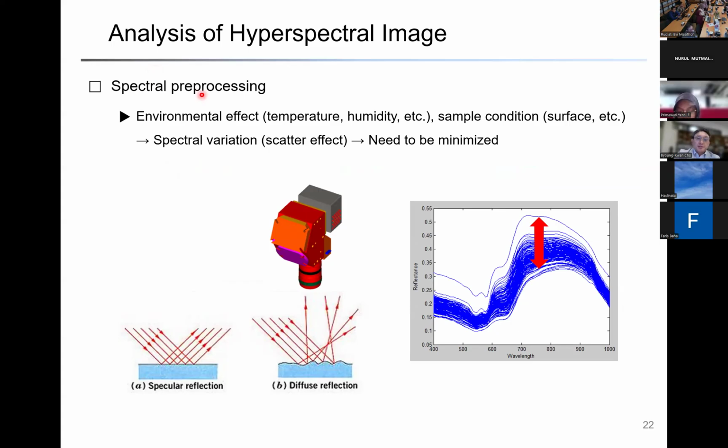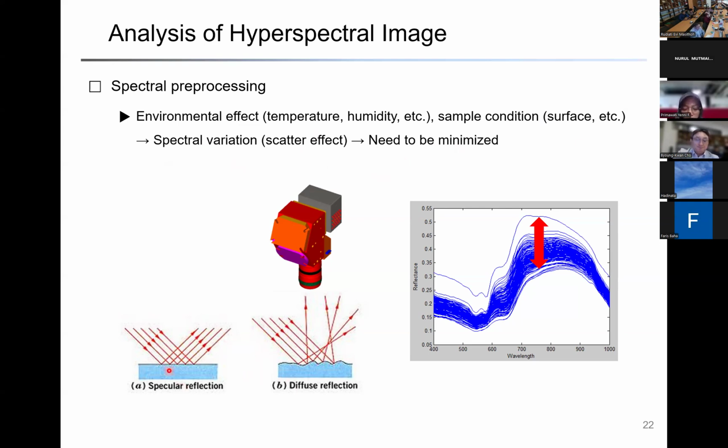Okay, I want to talk about spectral preprocessing. Why is spectral preprocessing necessary? Because spectral measurement is influenced by environmental factors like temperature, humidity, and even sample conditions like surface roughness, and sometimes it is affected by particle size. So it results in spectral variation. We call it the scatter effect. This should be minimized. Why? Because we want to measure characteristics of materials, not the environment, right? So we need to minimize the environmental effect.